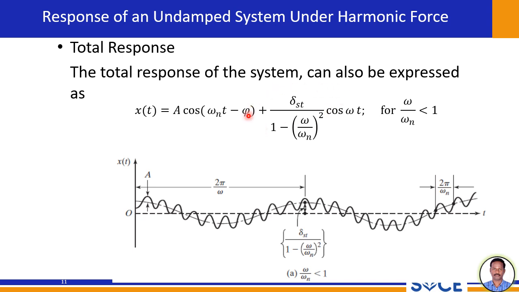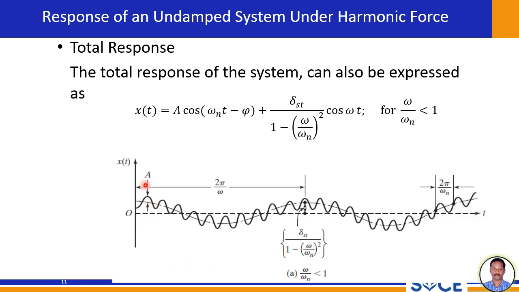The second term represents the particular solution, which is the forced vibration due to the external harmonic force, where delta static is the static deflection, omega is the forcing frequency, and the denominator term is the magnification factor we discussed earlier. The graph illustrates this total response. The horizontal axis represents time, and the vertical axis represents the displacement.